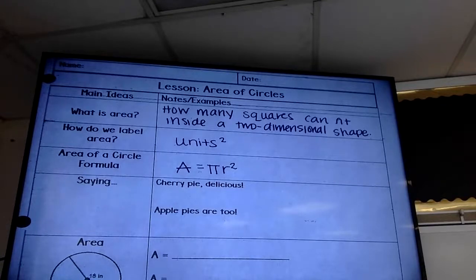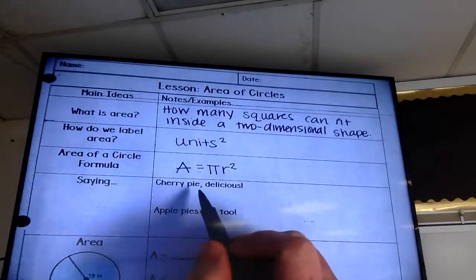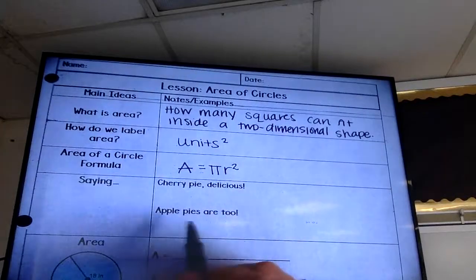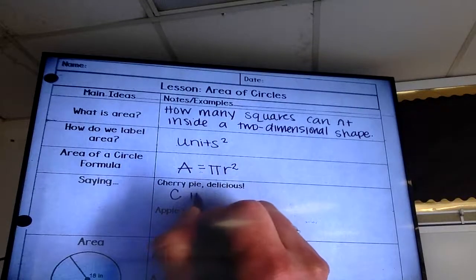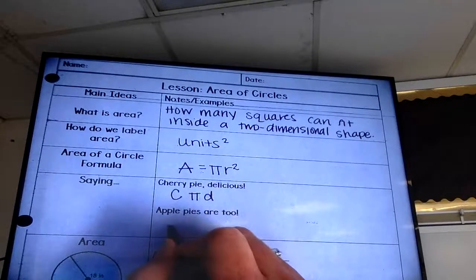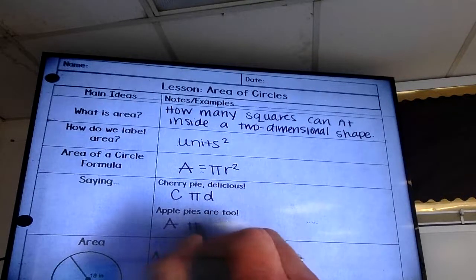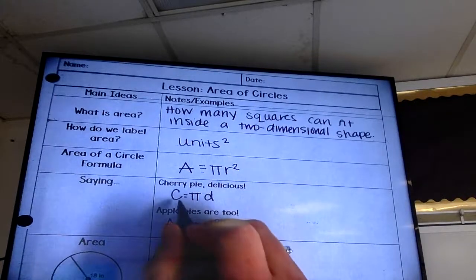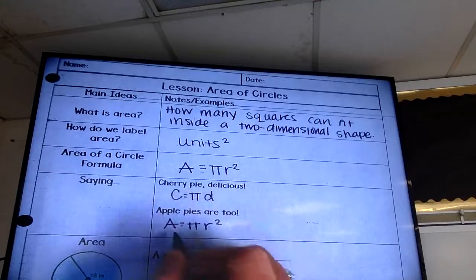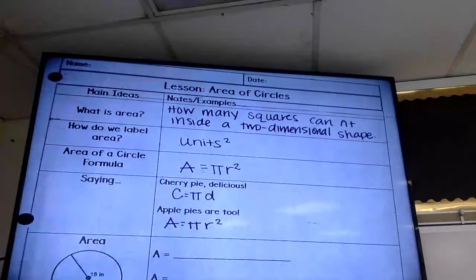There's a little saying that I came across a couple years ago that can help you remember what the two formulas are, which goes with what. So the saying goes, cherry pie, delicious, apple pies are too. And this is how it works. See how it works to make our formulas? That's how I oftentimes now refer to those two formulas so that I keep them straight in my head. So hopefully maybe that saying will work for a few of you too.